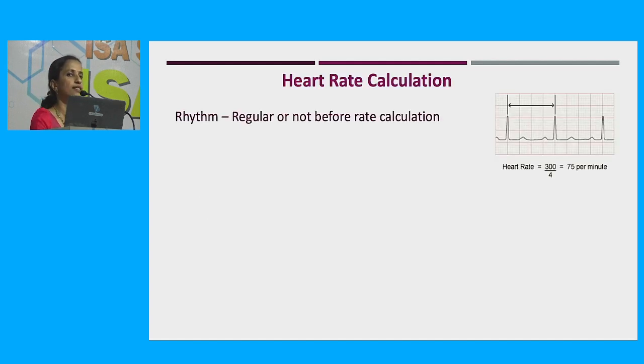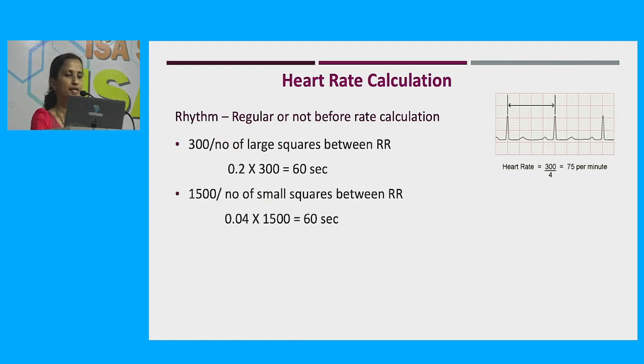And then another is, how do you calculate the heart rate? That everyone will be knowing. I just refresh your memory. That is 300 divided by number of large squares, or 1500 divided by number of small squares between the RR. Now I will ask, this is applicable when the heart rate is regular. What will you do when a rhythm is abnormal? What will you do?